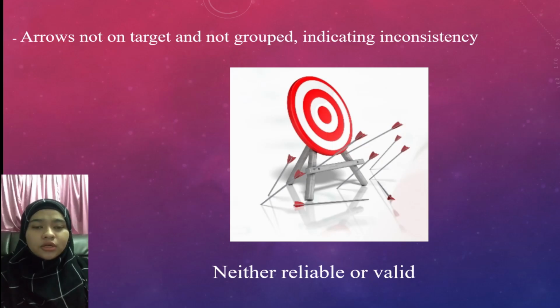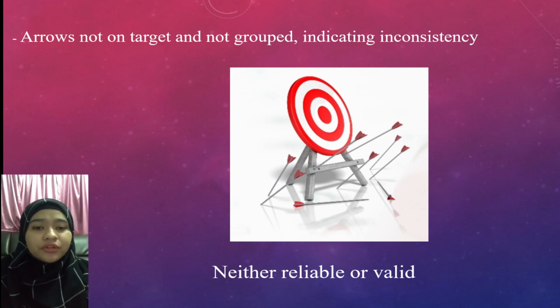Next, this graph clearly shows that it is neither reliable nor valid, because arrows are not on target and not grouped, indicating inconsistency. As you can see, the arrows are spread everywhere, shooting everywhere.